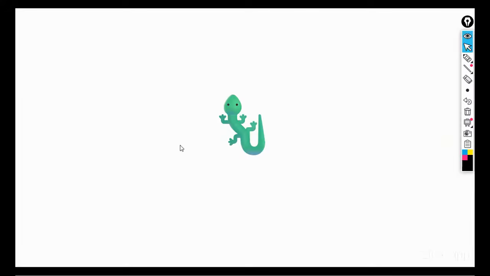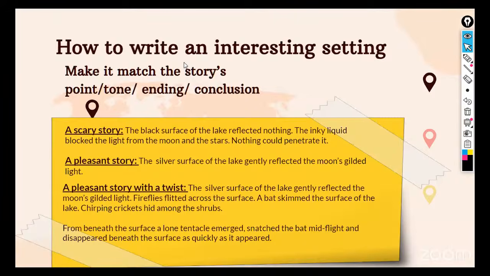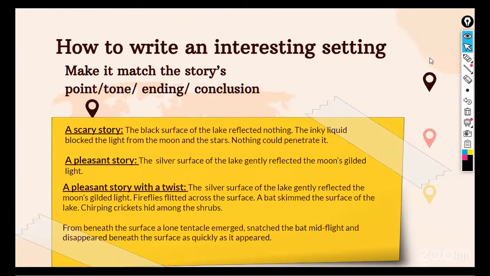All right, let's look at our next piece of setting. Now, we have to write a setting using details that match where the story is going. All right, so this slide is a little bit longer, so take some deep breaths, do some finger stretches, right? But yeah, when we write a setting, we have to know overall what the story is doing. Is it a happy story? Is it a sad story, a suspenseful story? And then we do the setting to match, right? We match the setting to where the story is going.